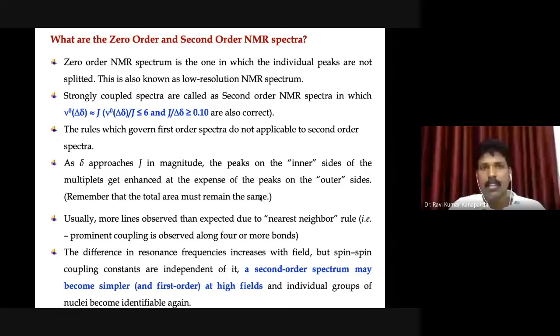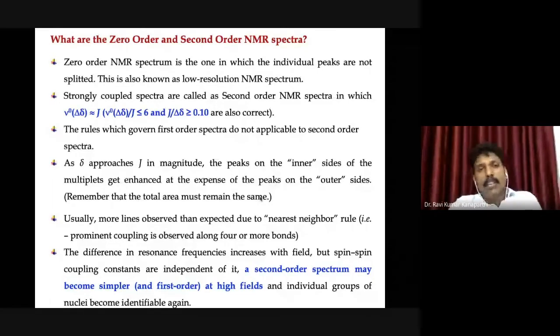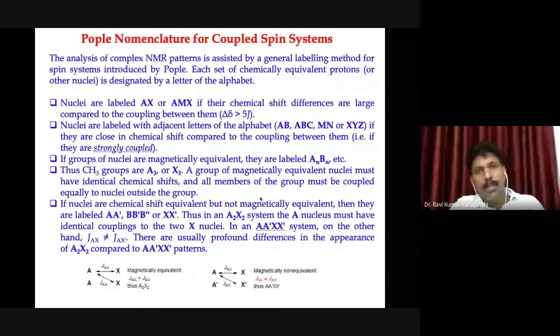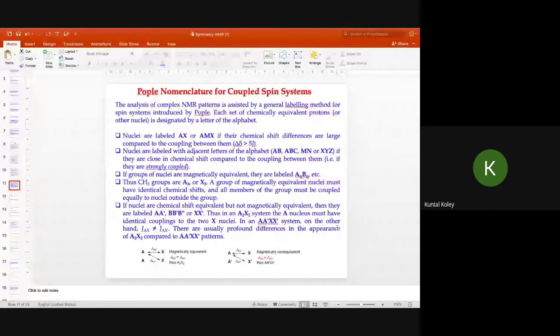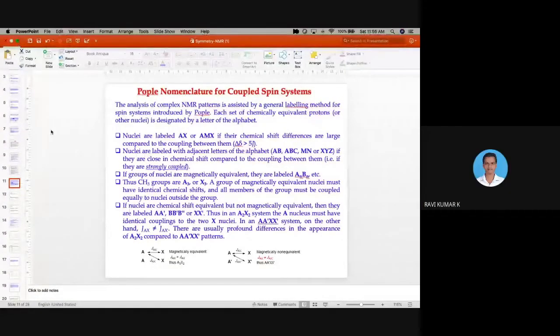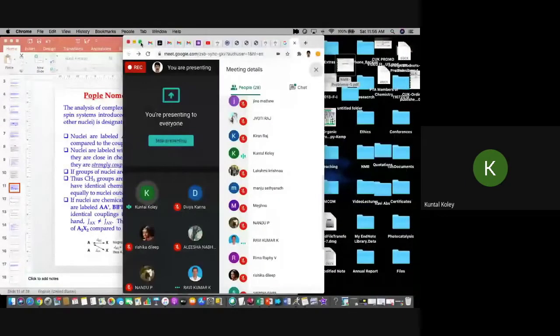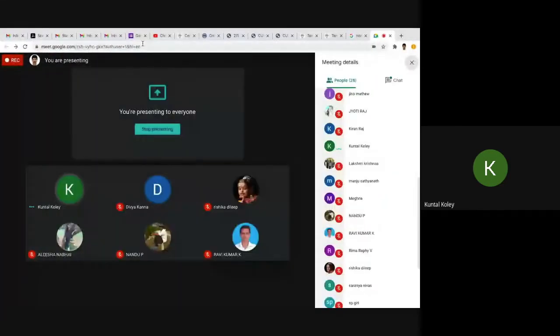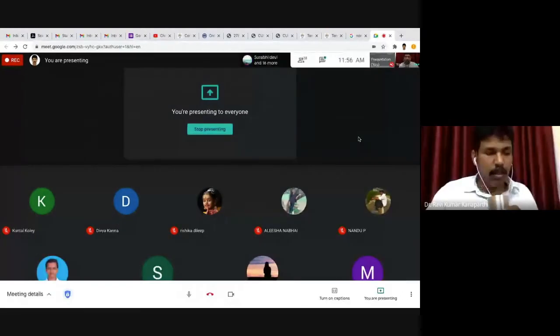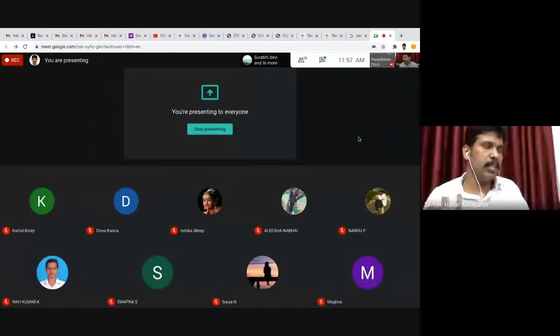Okay, so those are a couple of points about the second order spectrum. After this, we can go on to the next topic, that is the Pople nomenclature of coupled spin systems. When an unknown spectrum is given to me, I don't know which signal is responsible for which hydrogen atom. Then how can I calculate the delta by J value, or will it be given?